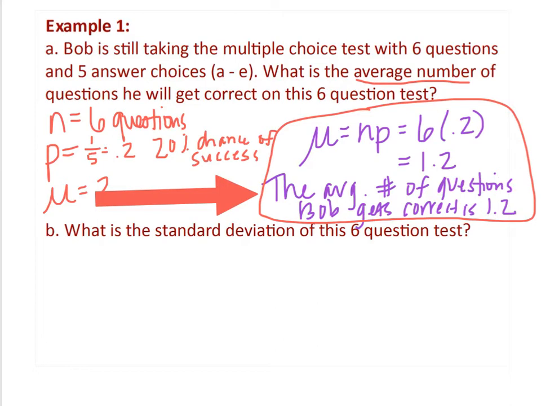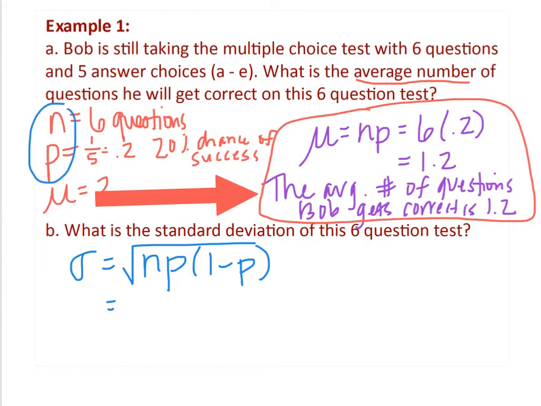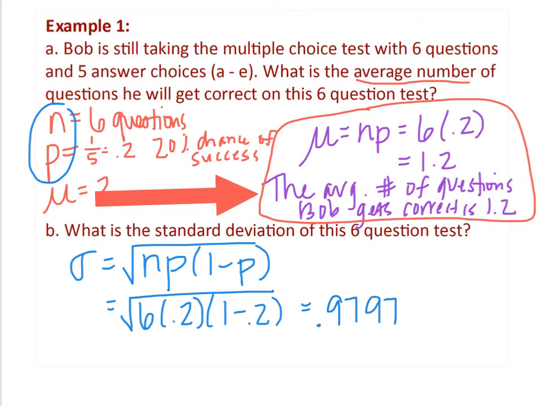Well, if we look back, my standard deviation is the square root of n times p times 1 minus p. Well, we already defined n and p up here, so the standard deviation is the square root of 6 times 0.2 times 1 minus 0.2. And when I do that in my calculator, I get 0.9797, or we could round that to about 0.98. So that's his average deviation. That's how much he's going to stray from question to question on average.